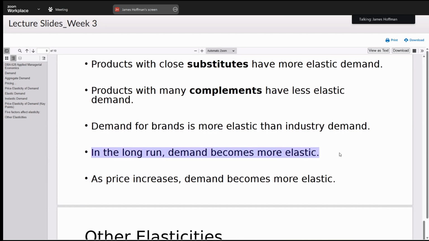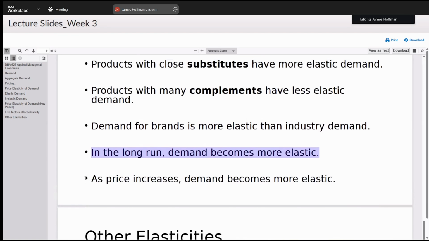Whereas if you're driving to work, you have to get gas, you've got to be there in 30 minutes. You're paying that $10 because you've got to get there. So if you get more time to make adjustments, any good or service pretty much becomes more elastic.